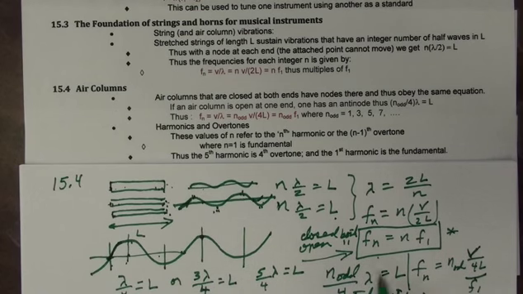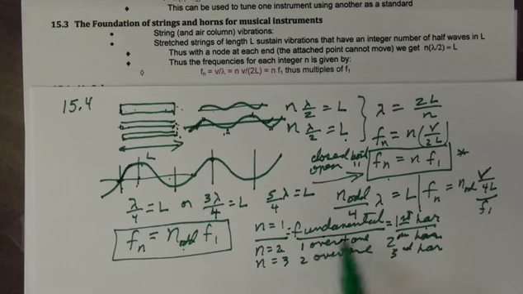Now, there's another name for these. In addition to the fundamental, this N equals 2 is also called the first overtone, because it's a tone over that first harmonic. This is called the second overtone. So N equals 1 is the fundamental, first harmonic. N equals 2 is the second harmonic. N equals 3 is the third harmonic. The first harmonic is the fundamental, but the second harmonic is also called the first overtone, second overtone, and so forth.